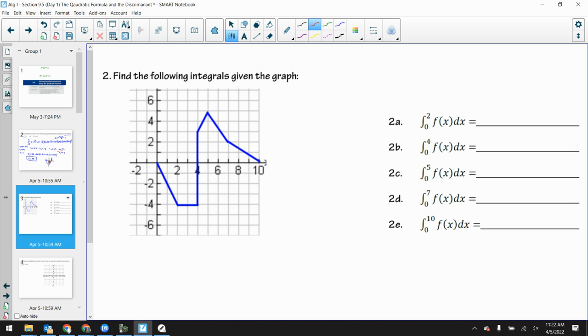0 to 2. So I want this piece in there. Is that going to come out to be a positive area or a negative area? Negative, because it's below the x-axis. All right, so let's calculate that triangle. 1/2 base times height. 1/2 base, which is 2, times height, which is 4, which gets me 4. Negative 4.